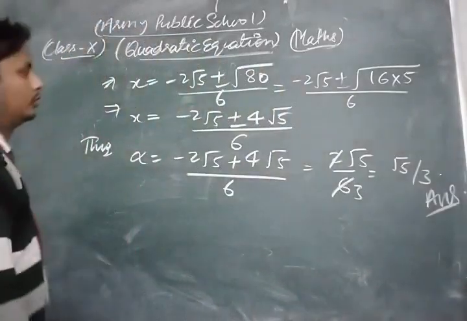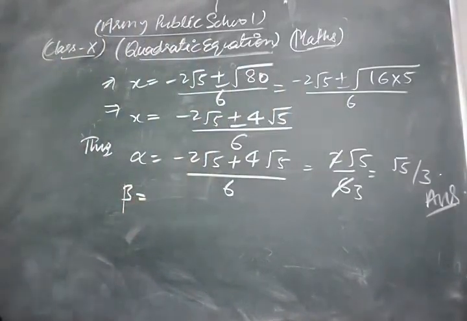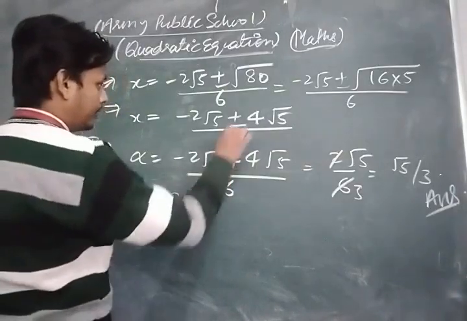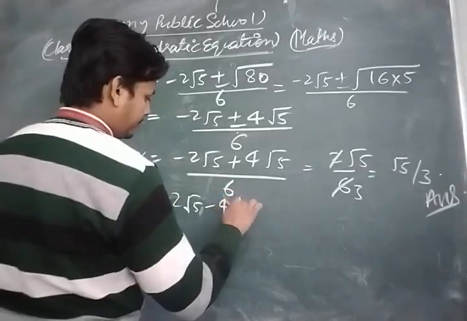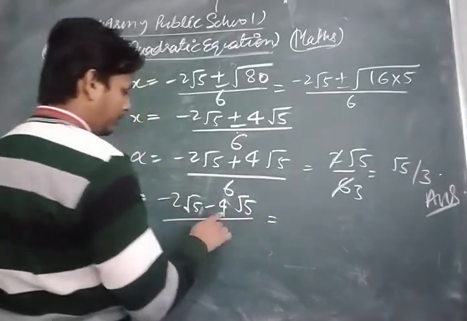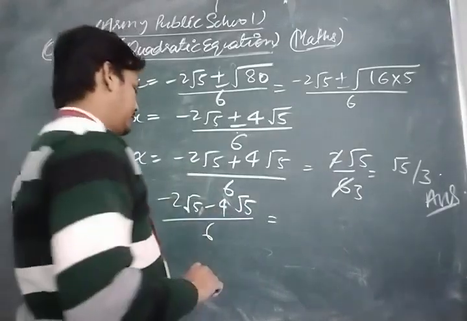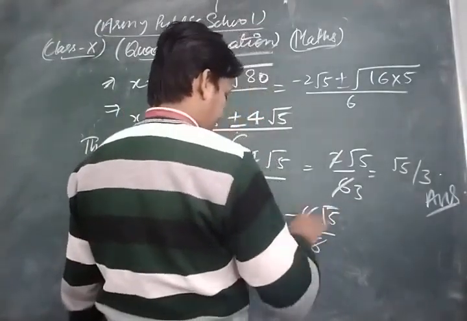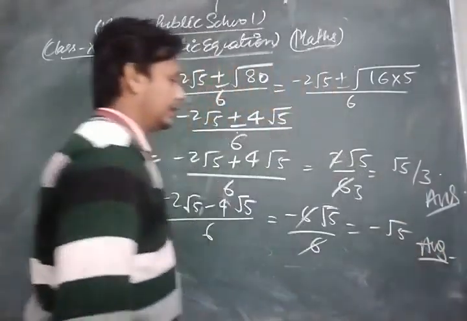Okay. Now, the second one is when we take the negative sign, that is beta. What is the value of beta? Look, minus 2 root 5 minus 4 root 5 upon 6. Both are like terms now. So minus 4 minus 2, that is minus 6. So minus 6 root 5 upon 6. So 6 cancels with 6. So the second root is what? Minus root 5. This is the required second solution.